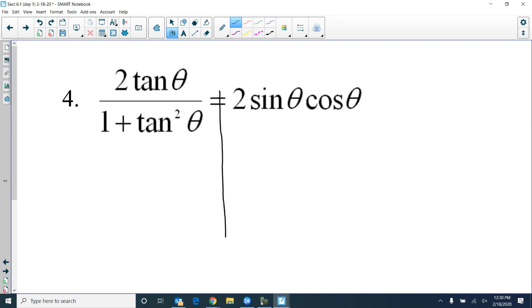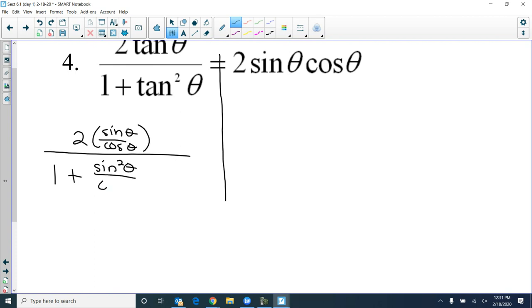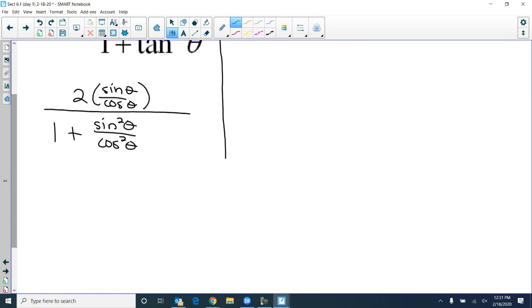All right, he says replace tangent with what? Sine over cosine. So 2 tangent becomes 2 sine of theta over cosine of theta. 1 plus, all right, you can replace tangent squared. What will that become? Sine squared over cosine squared. So if you're going to convert one thing to sine and cosine, convert everything to sine and cosine. All right, that is a correct first step.